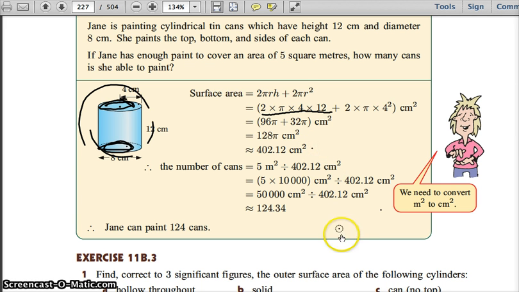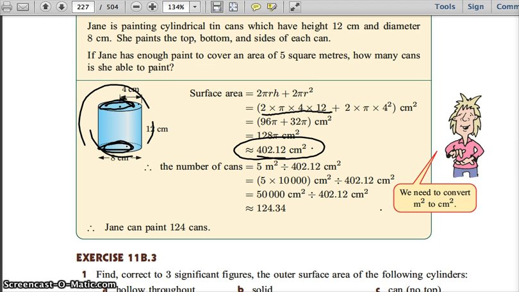Then it says, if Jamie has enough paint to cover an area of 5 square metres, how many cans is she able to paint? This is for 1 can. 5 square metres means going back up to your conversion charts: 5 square metres is 50,000 square centimetres. If you divide that by what 1 can takes, 402.12, you get 124.34, so she can paint about 124 cans.